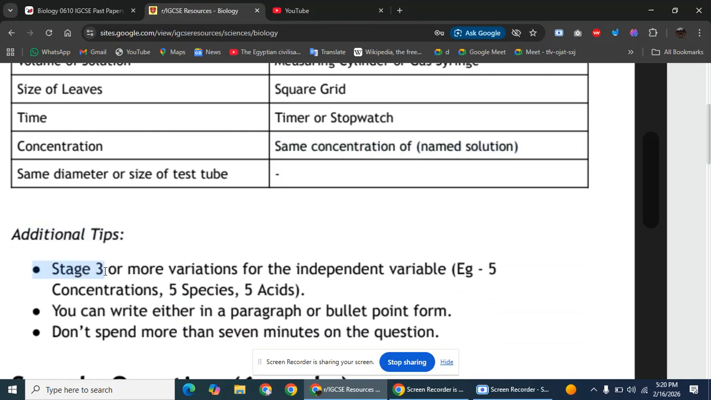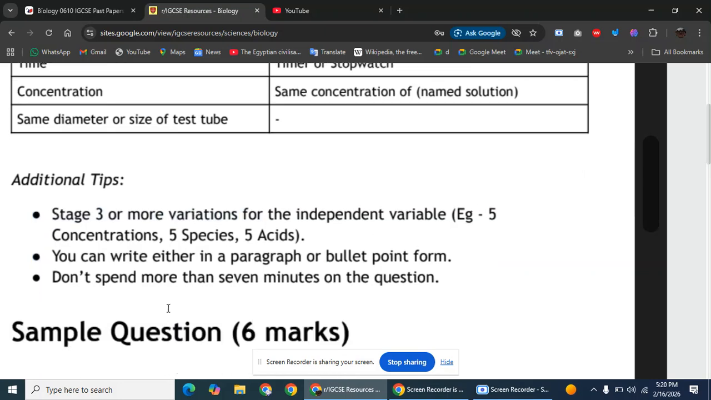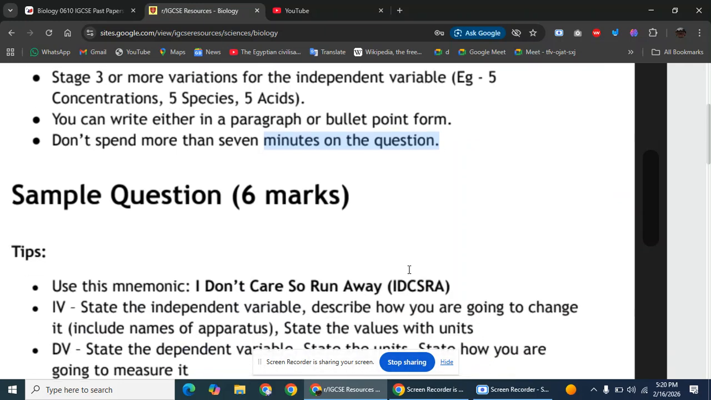Additional tips: use at least 3 or more variations for the independent variable. For example, 5 concentrations, 5 species, 5 acids. You can write either in paragraph or bulleted form. Don't spend more than 7 minutes on this question.